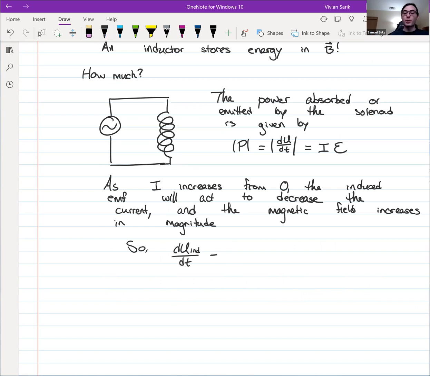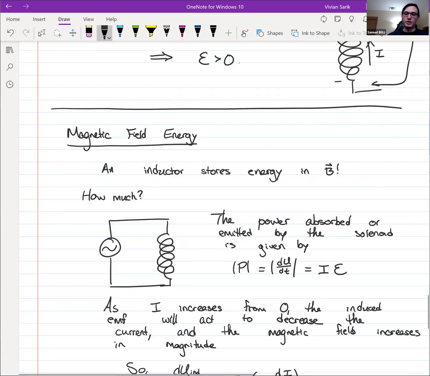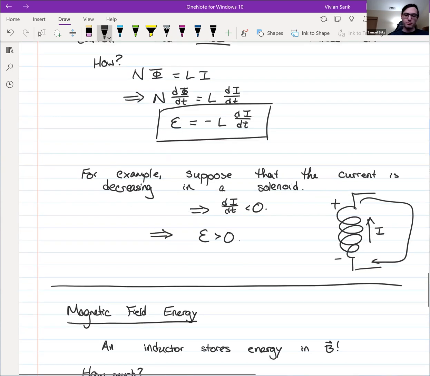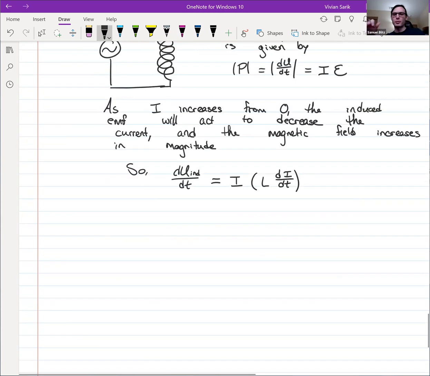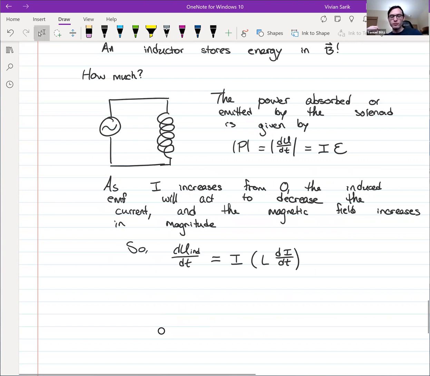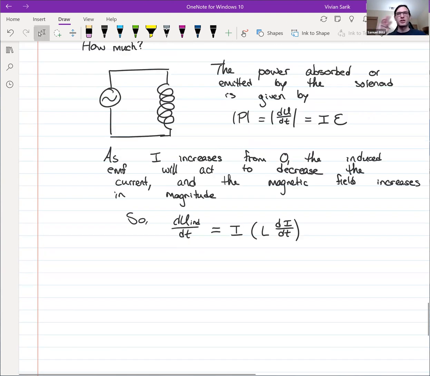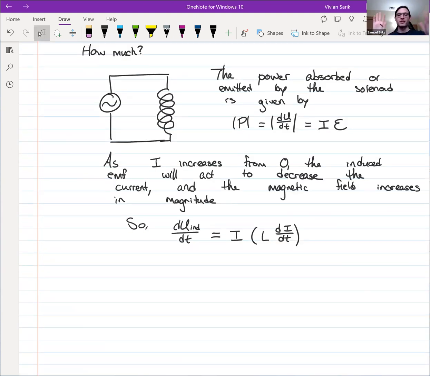and I can drop the magnitudes here because we know that they increase in tandem with each other. It's equal to the current times the induced EMF, which is L times the rate of change of current, right? This is just from this equation up here. And the reason why we dropped a minus sign, it does check out, is because the current induced is in the opposite direction, and so the minus sign checks out.